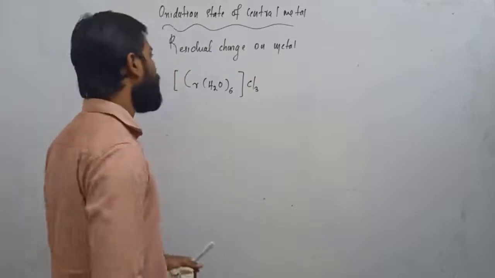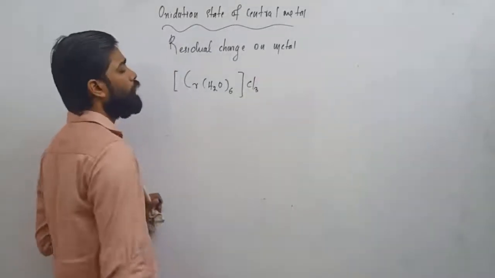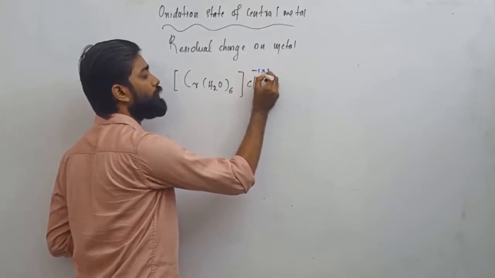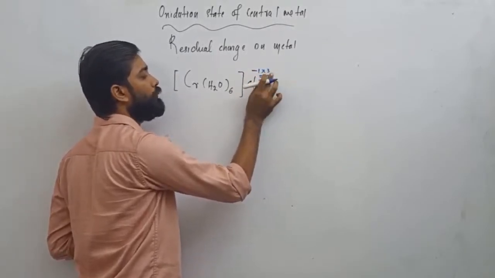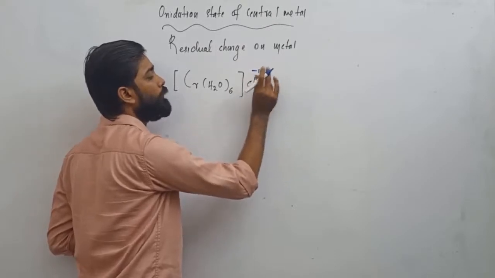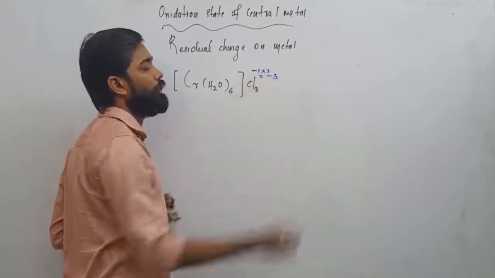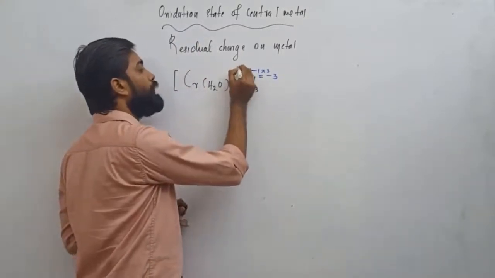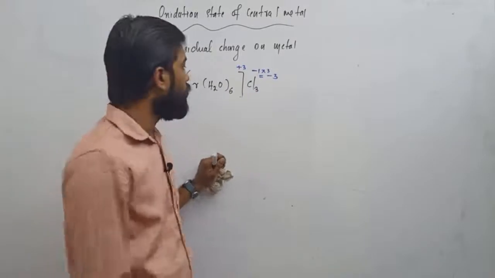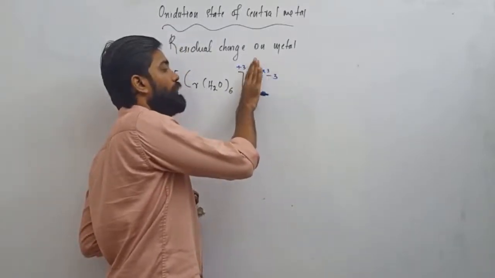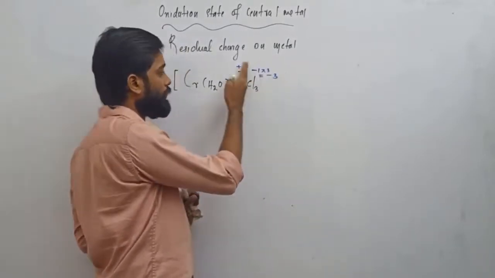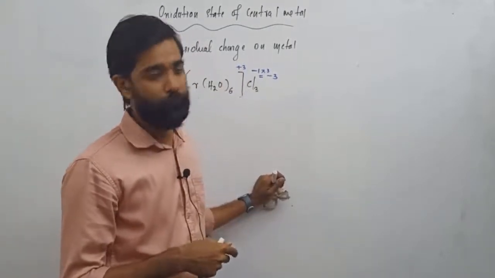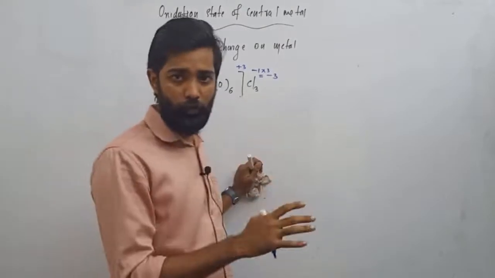So how can we find the oxidation state of chromium? We all know that the counterion, chloride, offers -1 into 3, that is -3. If this counterion offers a charge of -3, then the coordination sphere should offer a charge of +3. Then only it becomes neutral, right?